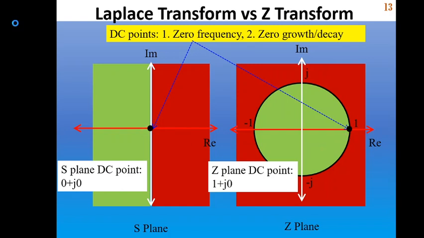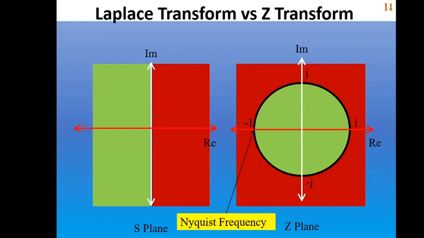These are the DC points where the impulse responses of a system have zero frequency and the impulse response neither grows nor decays over time. This point corresponds to Nyquist frequency.